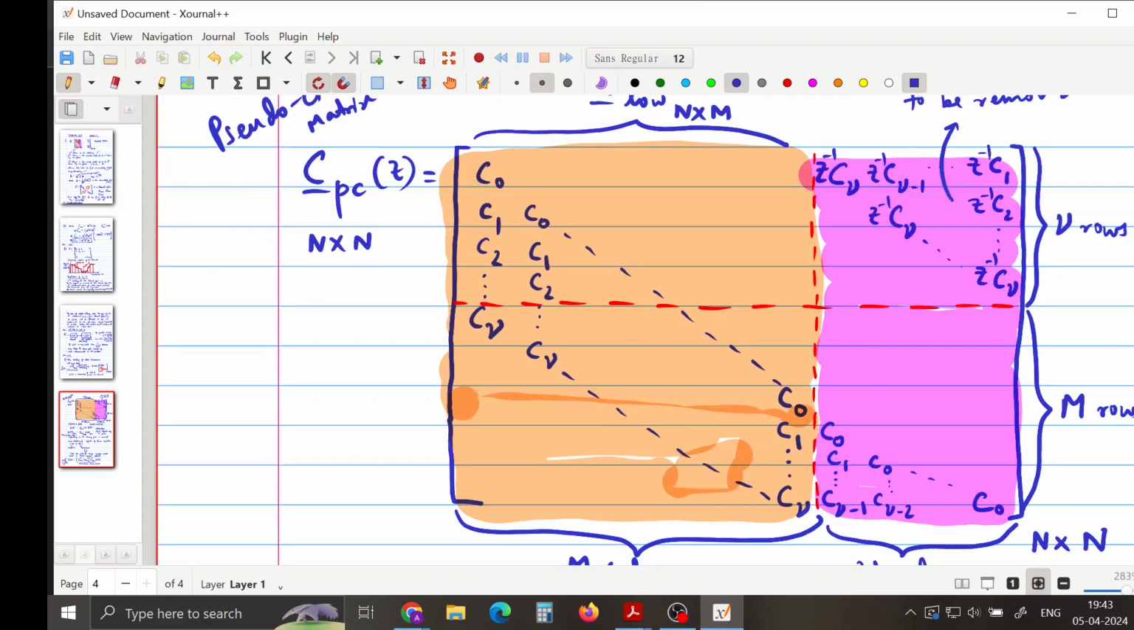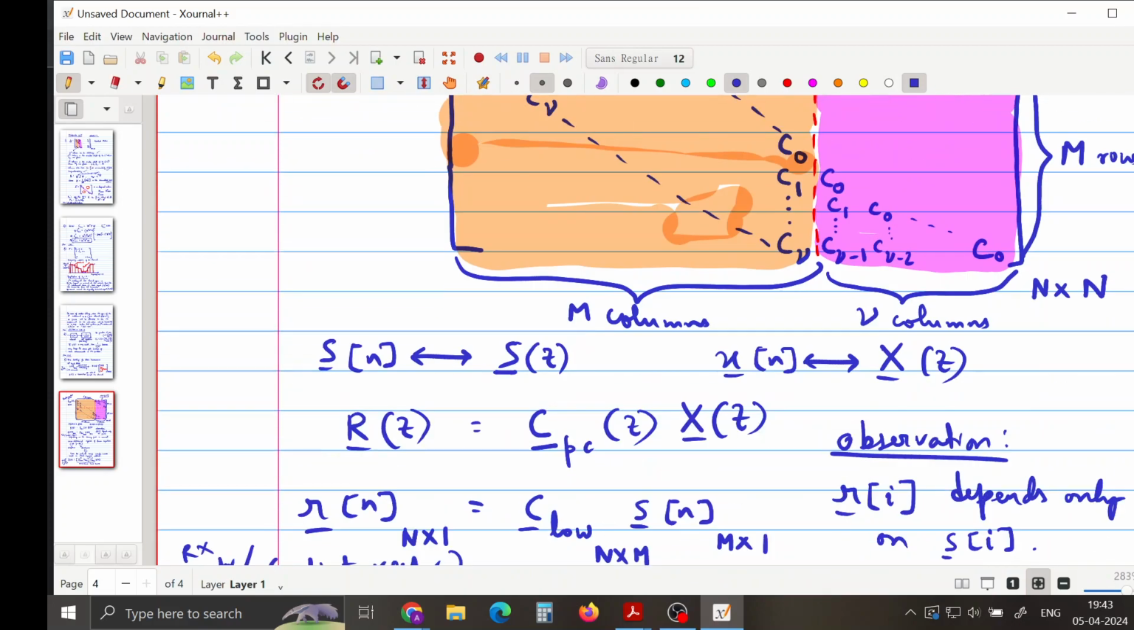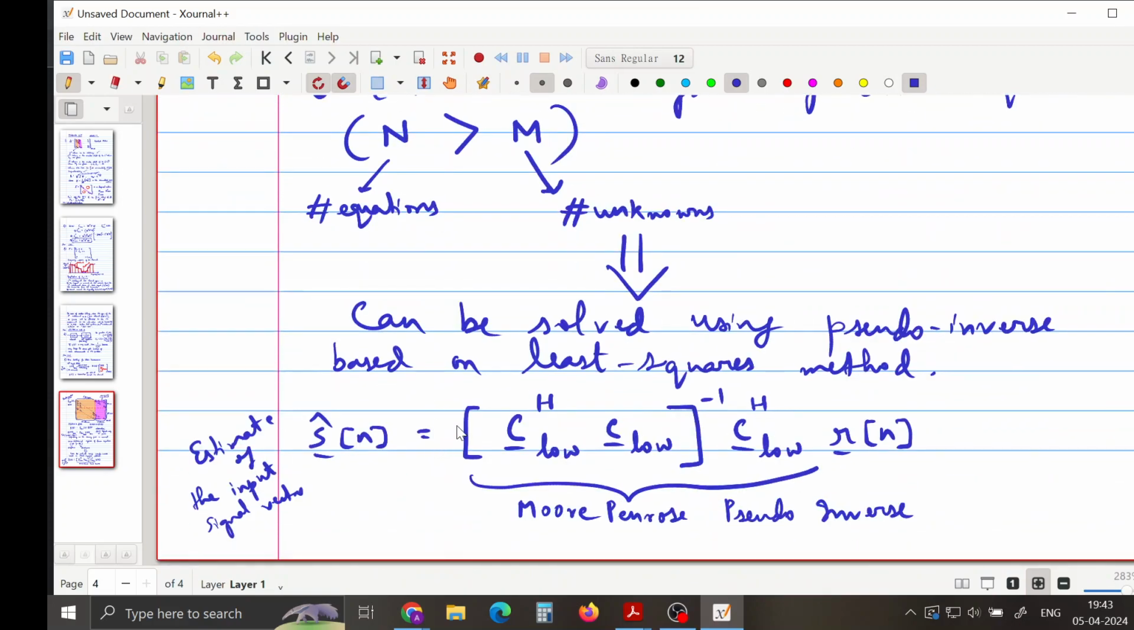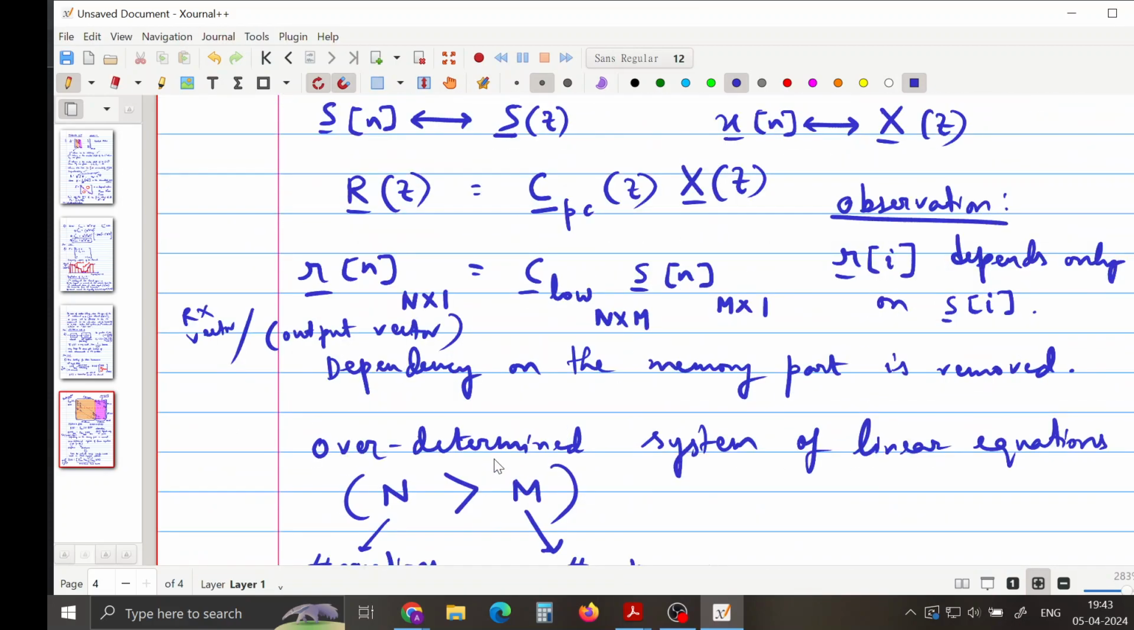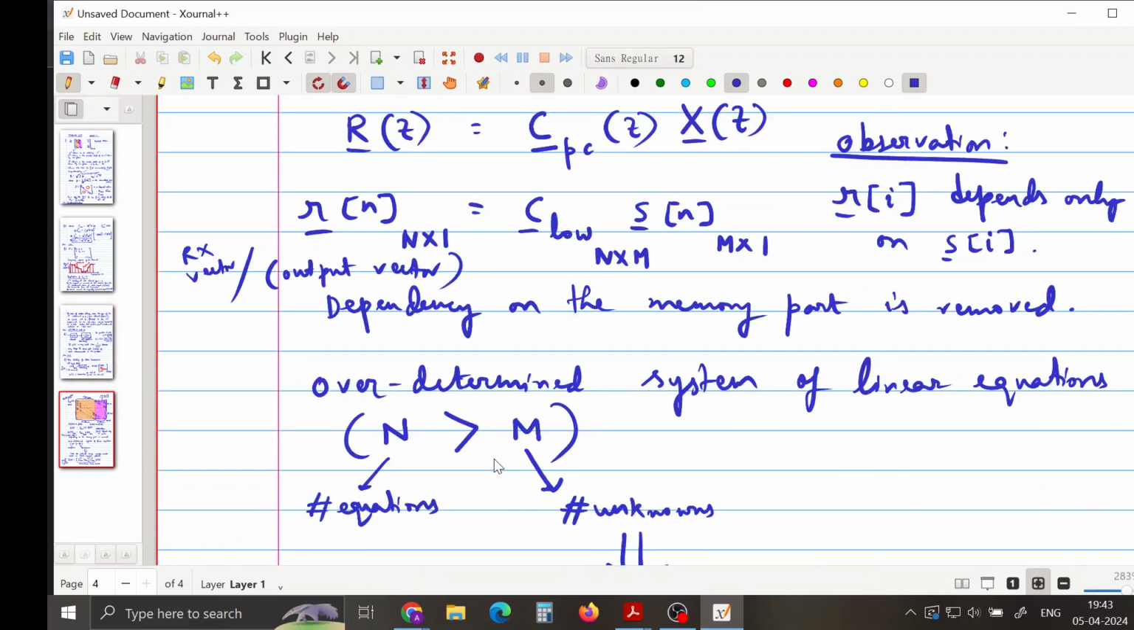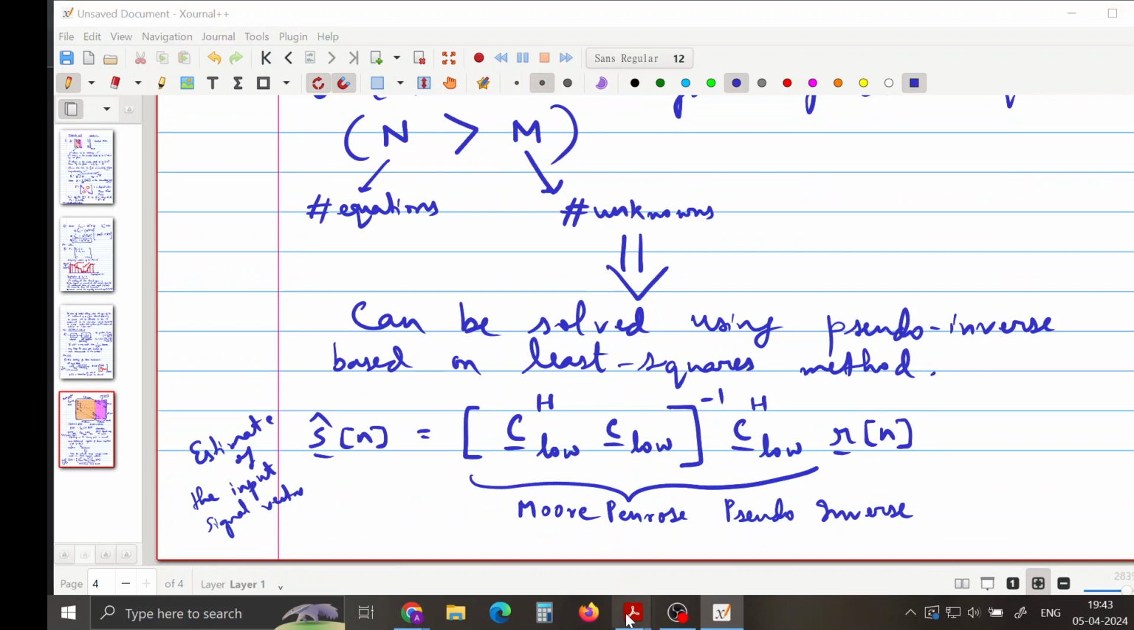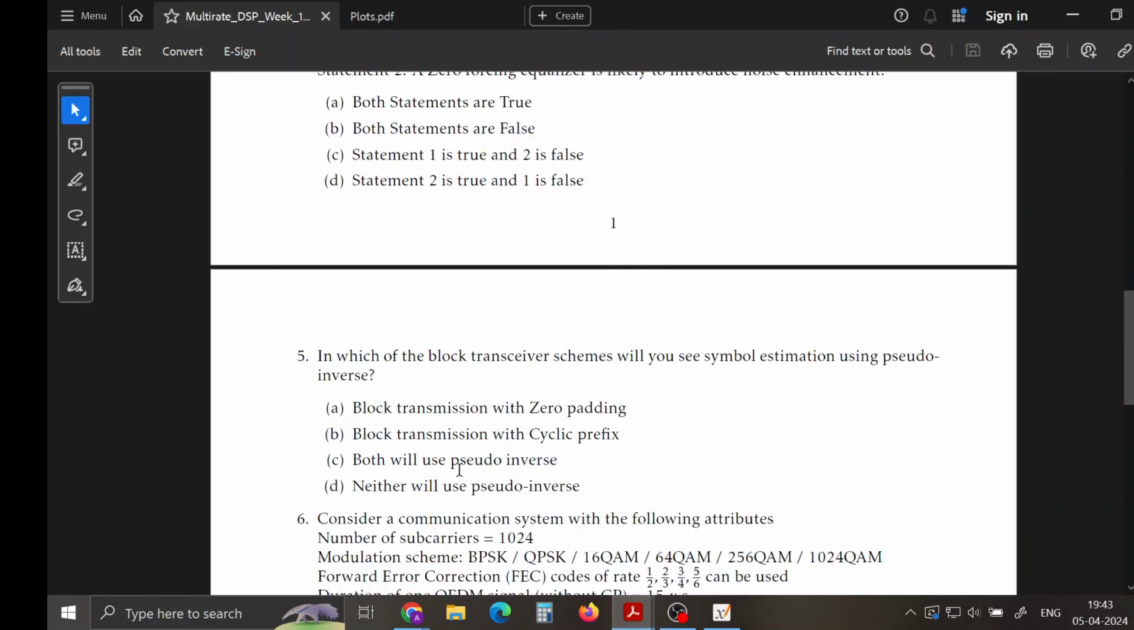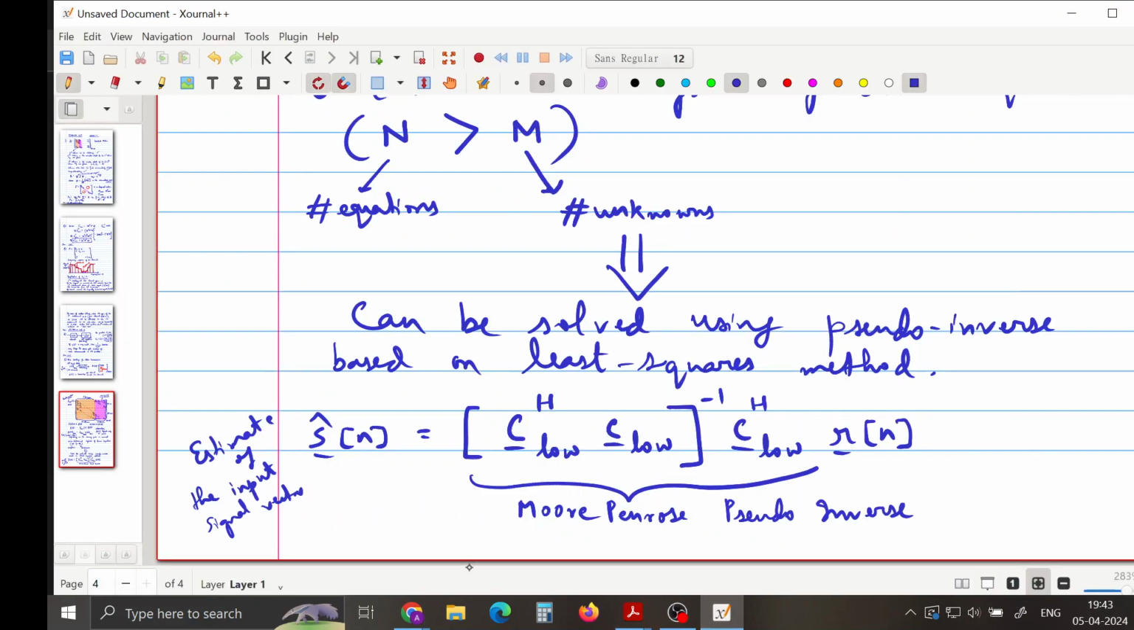Great. So zero padding is the answer to our question, and I think it was option A, block transmission with zero padding. So our answer is option A.